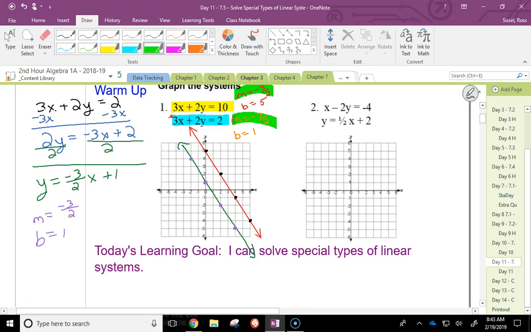If you ever have two lines that have the exact same slope, but they have a different y-intercept, they will be parallel. These will never cross. Well, our solution is, where do the two points cross? That's our answer. So if they never cross, our answer is what? No solution. We would say no solution.